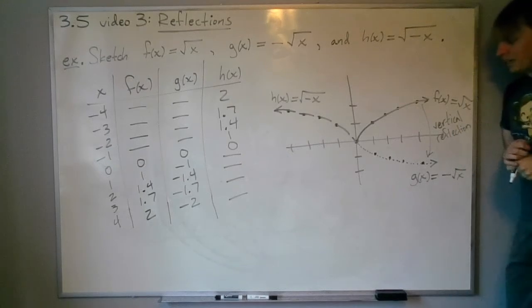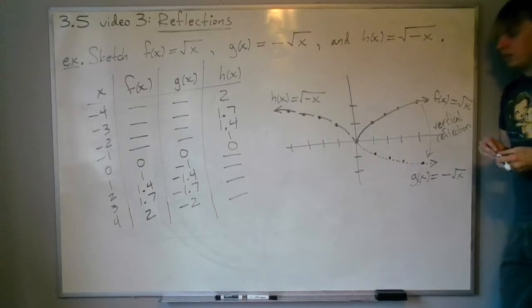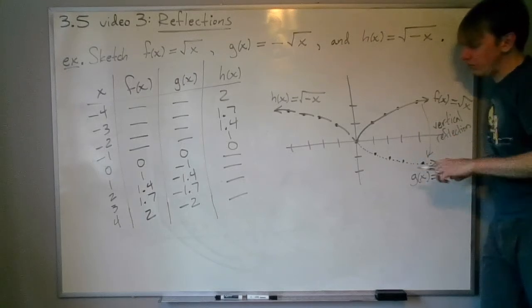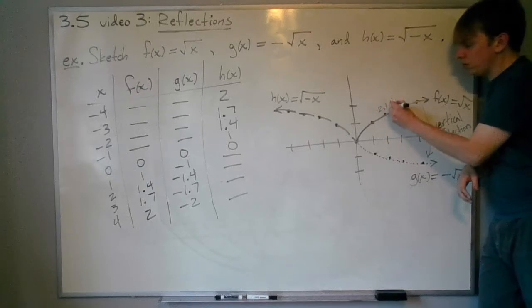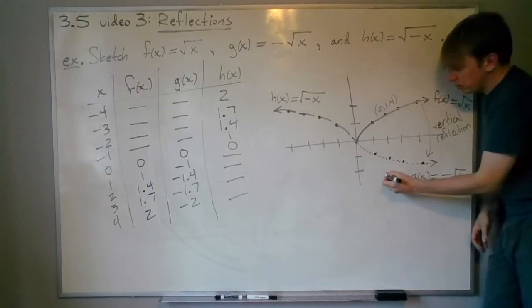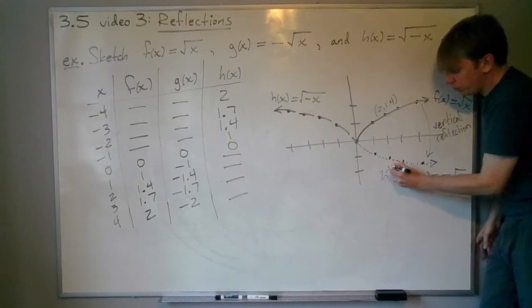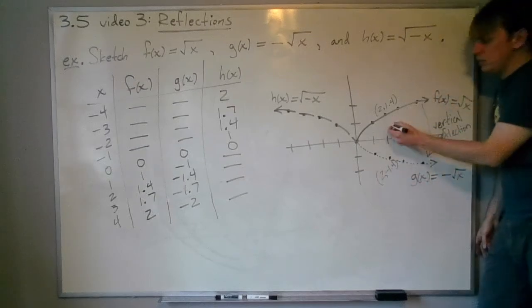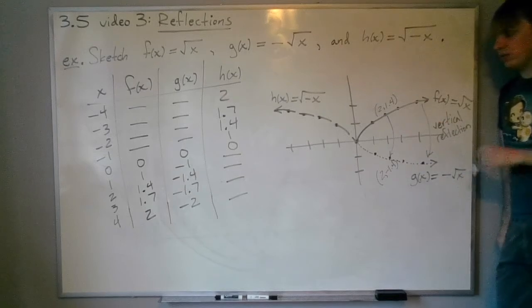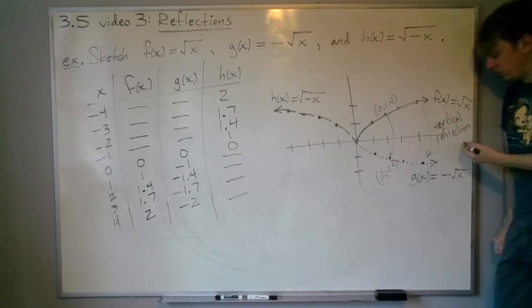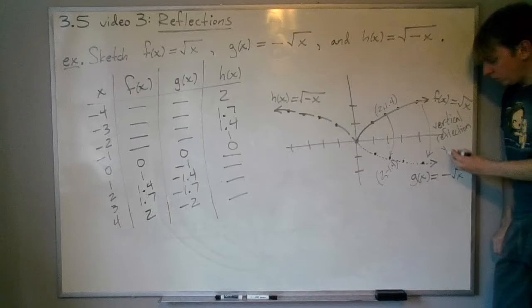Another way to think about what's happening in a vertical reflection: the points keep the same x values. So for instance, this is the point 2, 1.4. This is the point 2, minus 1.4. And this point is transformed into that point. It keeps the same exact x value, but the y's end up changing sign. So I could think of it as y getting turned into minus y.